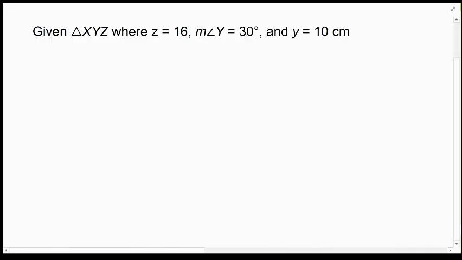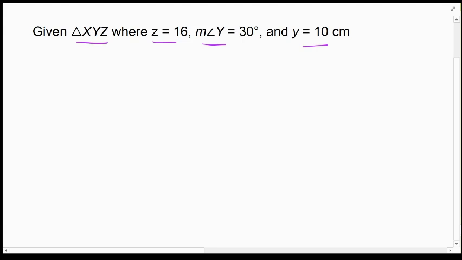So here I want to go through solving a triangle, and this is a really special case. I'm going to start this like any solving a triangle problem. When we're given a triangle, in this case XYZ, I want to draw it in a way that is helpful for me. First of all, I notice that I'm given two sides and an angle.